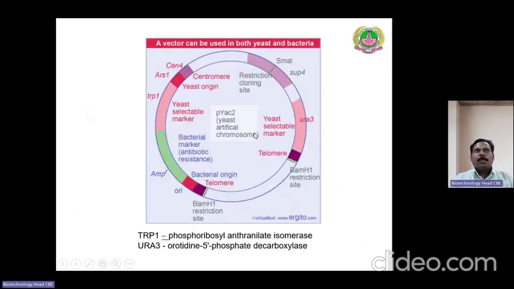So this picture depicts the yeast artificial chromosome pYAC2 vector possessing the centromere, the yeast origin region, the yeast selectable marker URA3, a telomeric region, and here you can see the origin of replication, which is from the bacterial origin for shuttling between the bacterial as well as yeast host vector systems.